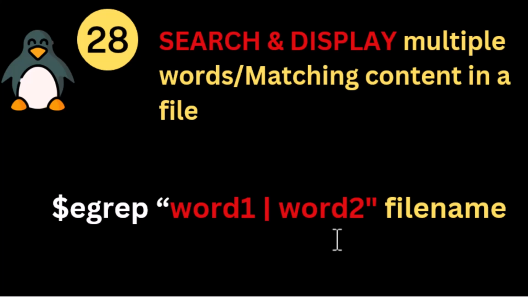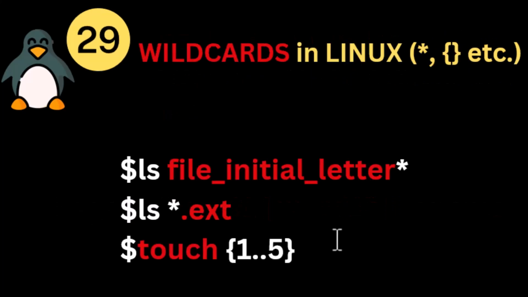Our next command, that is command number 29. Wildcards in Linux. The wildcards are like star and these curly braces. These are called wildcards. With the help of these, you can even do a better search in a file. The syntax is ls, then the file initial letter, and then you need to mention the star, or ls, then you can mention star dot the extension. And you can even use these wildcards to create multiple files. So we will see these commands one by one in the terminal.